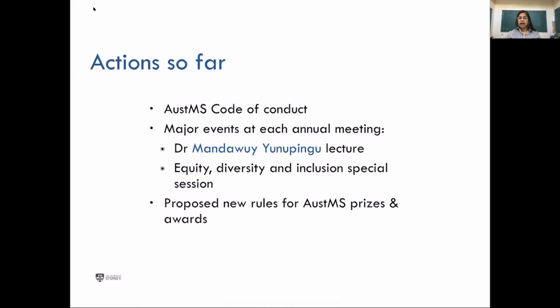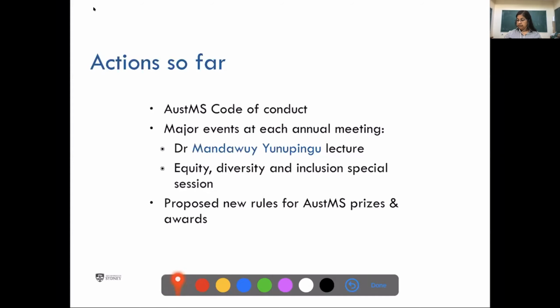We've also worked hard on various other things in the background. One of the ones I'll mention here are proposed new rules, a consistency of rules, particularly taking into account career interruption for all AustMS prizes and awards.